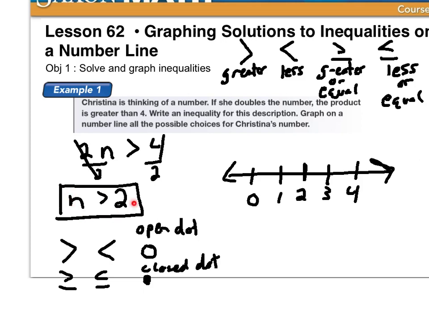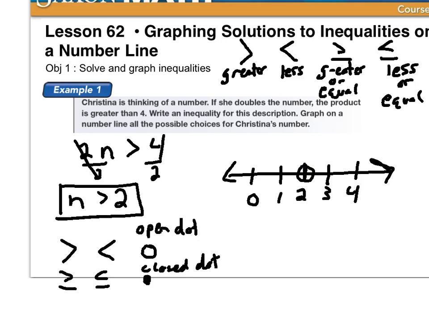So if I say n is greater than 2, that's got the greater than symbol, so I'm going to put an open dot at the number 2. The reason why it's an open dot is because 2 is not greater than 2. So this number does not work for the inequality.